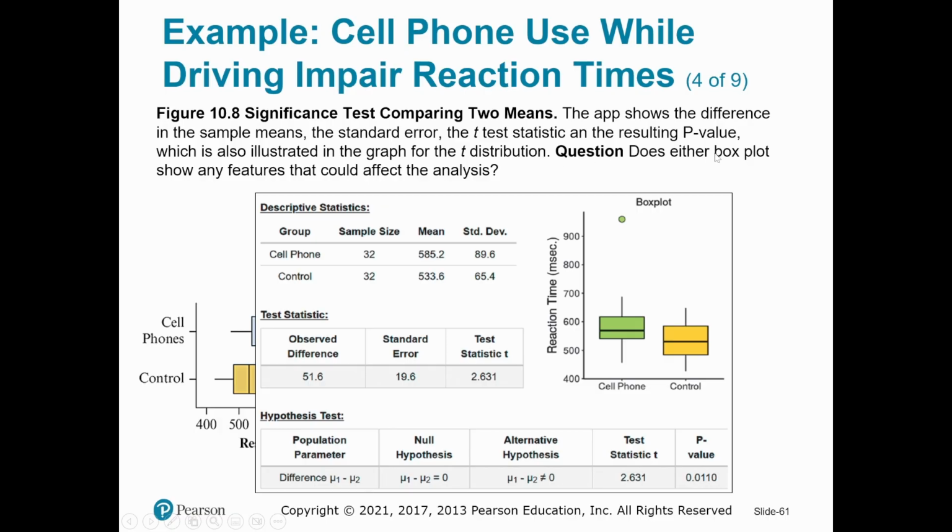Question: does either box plot show any features that could affect the analysis? This is a very good question. So let's look at this box plot. Now, let's review a little bit, right? Nothing wrong with the review. Do you remember what this horizontal bar represents? A, the mean. B, the median. C, the mode. D, the standard deviation. E, none of the above.